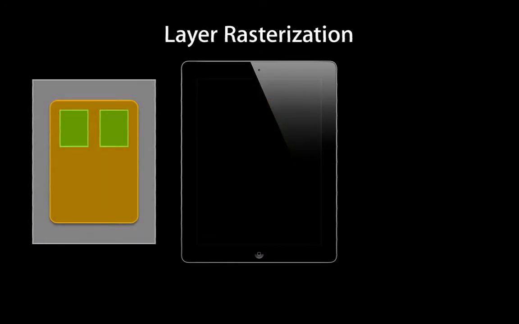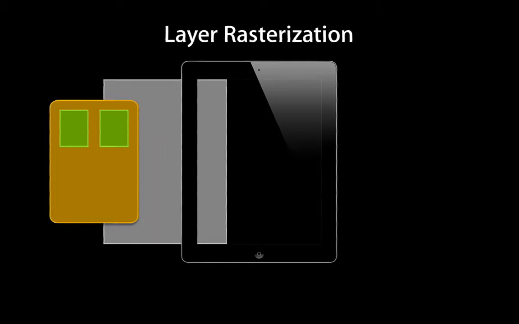Now, there is one trick you can use which can minimize this impact, and that is called layer rasterization. The idea with layer rasterization is that you give core animation a hint that you both expect it to render your view off screen and that it's safe for it to cache that off-screen rendering across frames and reuse the same off-screen rendering for the next frame that it used for the first frame.